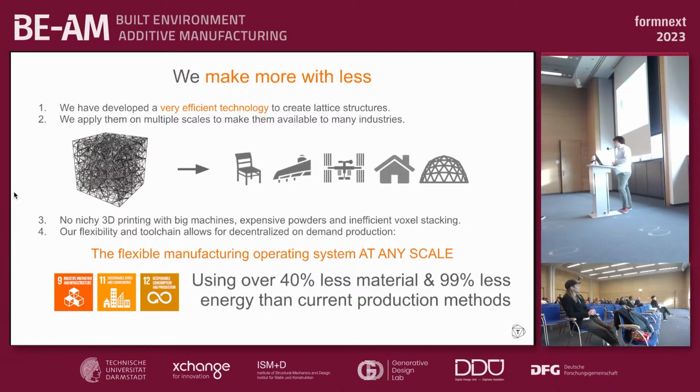We don't need those expensive metallic powders, and that's if you can buy them, because there are a lot of logistics issues there. And also, we don't use voxel-based manufacturing. We are not at a fixed spatial scale. So basically, we have a great process, very flexible, that can save you a lot of material and a lot of energy. And this is 99% less energy than additive manufacturing.